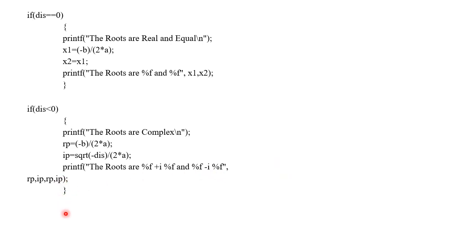Next, getch. So this program will be run in the window, and the answer will be given in that window. If we have not written this command, it will return to the programming window. So just to wait there, we have to write this getch. This close bracket is the end of the C program.